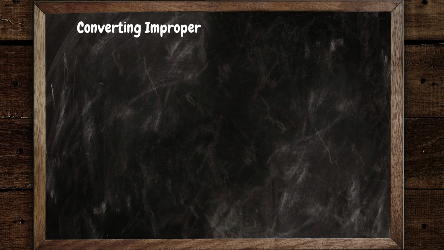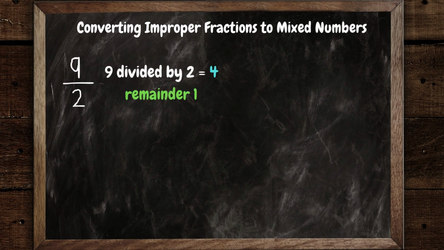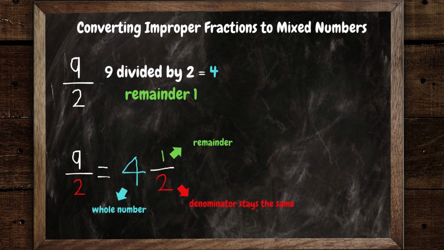Now let's convert an improper fraction to a mixed number. So say we have 9/2. How would we convert 9/2, which is an improper fraction, to a mixed number? Well, the first step is to divide the numerator by the denominator. So in this case, 9 divided by 2, which gives us 4, remainder 1. Now the 4 will be the whole number, and the remainder 1 will be our new numerator, and the denominator stays the same. So 9/2 as a mixed number will be 4 1/2.